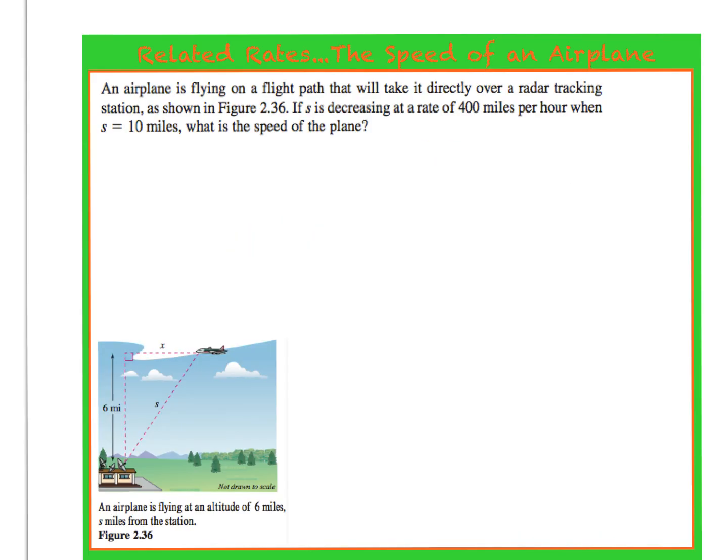All right. An airplane is flying on a flight path that will take it directly over a radar tracking station. As shown in figure 2.36, if s is decreasing at a rate of 400 miles per hour when s equals 10 miles, what is the speed of the plane? All right, fantastic. So s is decreasing at a rate of 400 miles per hour. So what does that actually give us? Negative ds dt. That's what it gives us, which is equal to what? Not 400, but negative 400, because it's decreasing at this rate. And then it says when s is equal to 10. All right. Now, it gave us a lovely picture right here.